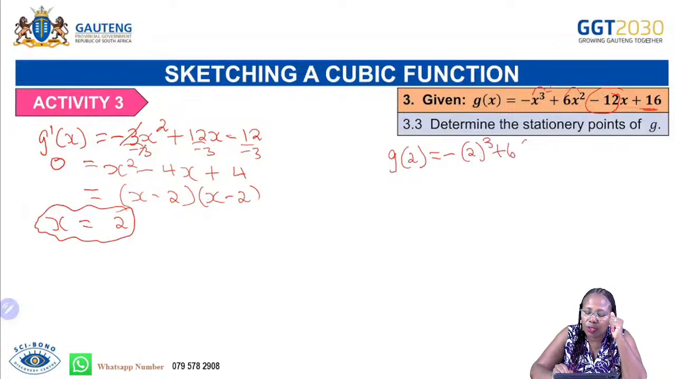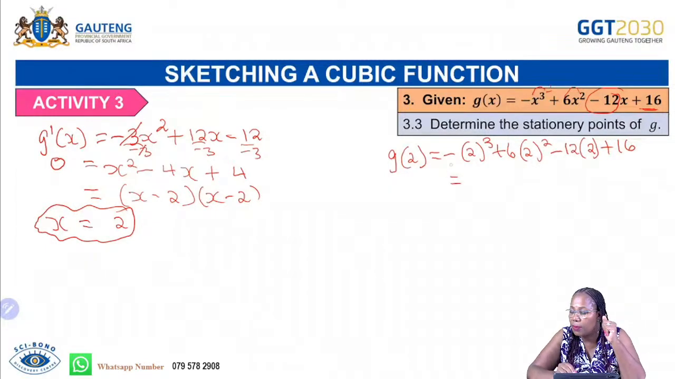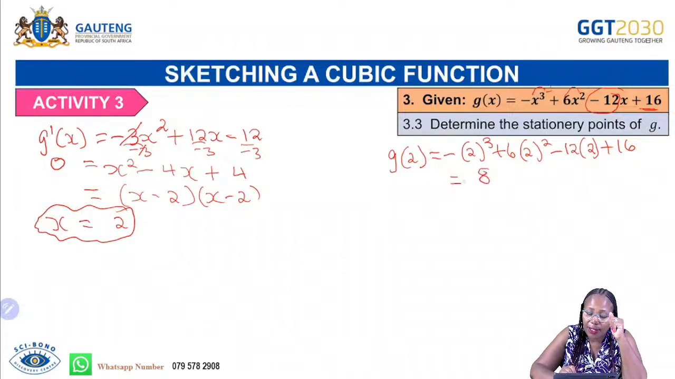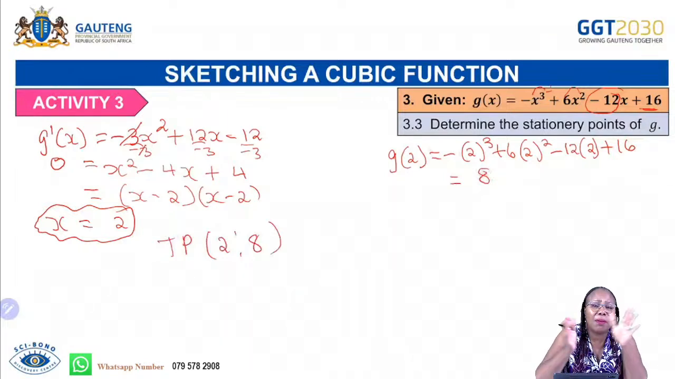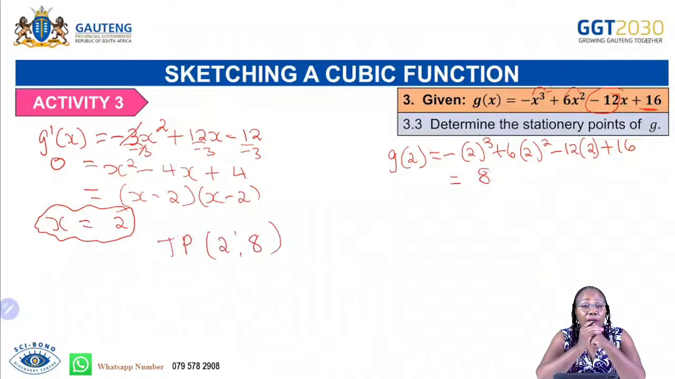We are now substituting 2 into the original equation plus 16. Then put this straight into your calculator, grade 12, it must give you the value of 8. That means our y turning point here will be 8. So when we coordinate this, our turning point will be (2; 8). We can't tell whether it is the maximum or the minimum turning point because this is the only turning point that we are having. Let's see what is going to happen, great job.